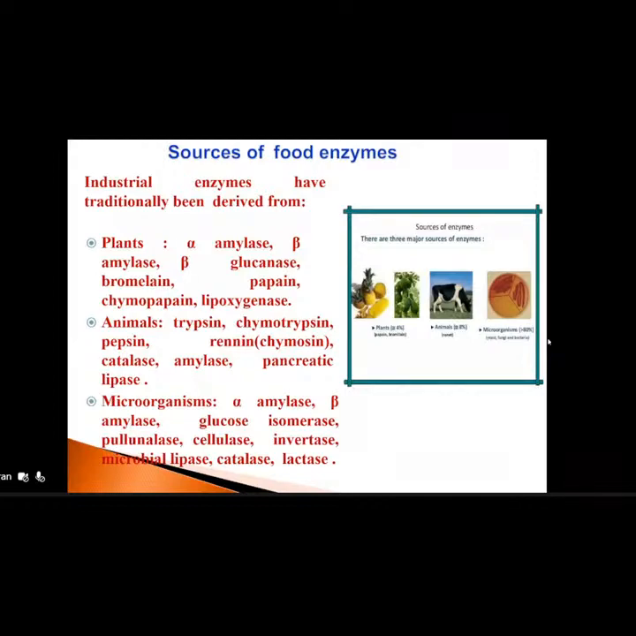The enzymes obtained from animals are trypsin, chymotrypsin, pepsin, renin, catalase, amylase, and pancreatic lipase. Microorganisms are an excellent source of enzymes like glucose isomerase, alpha amylase, and beta amylase. These are all the sources of enzymes used in the food industry.